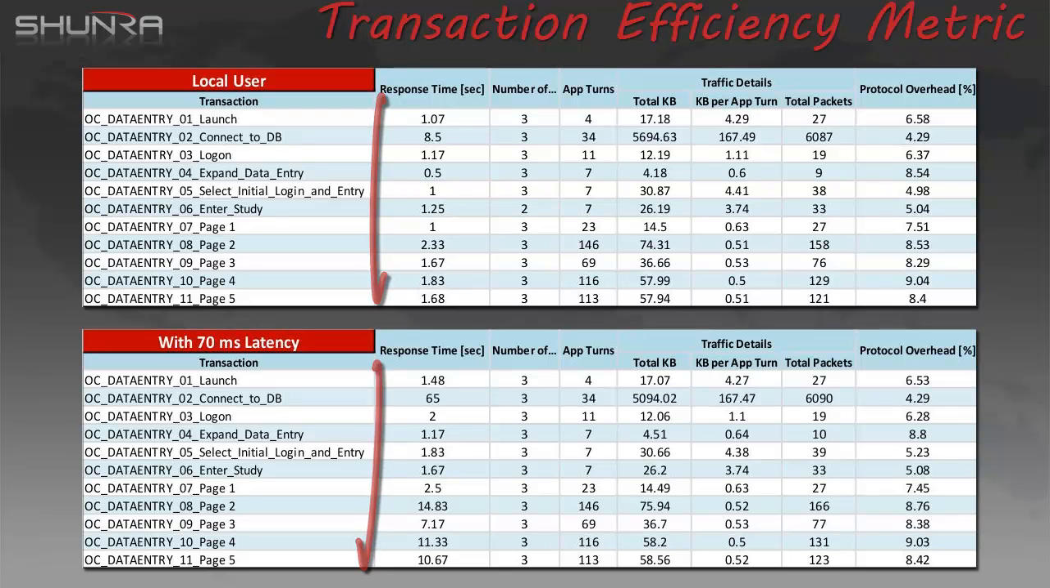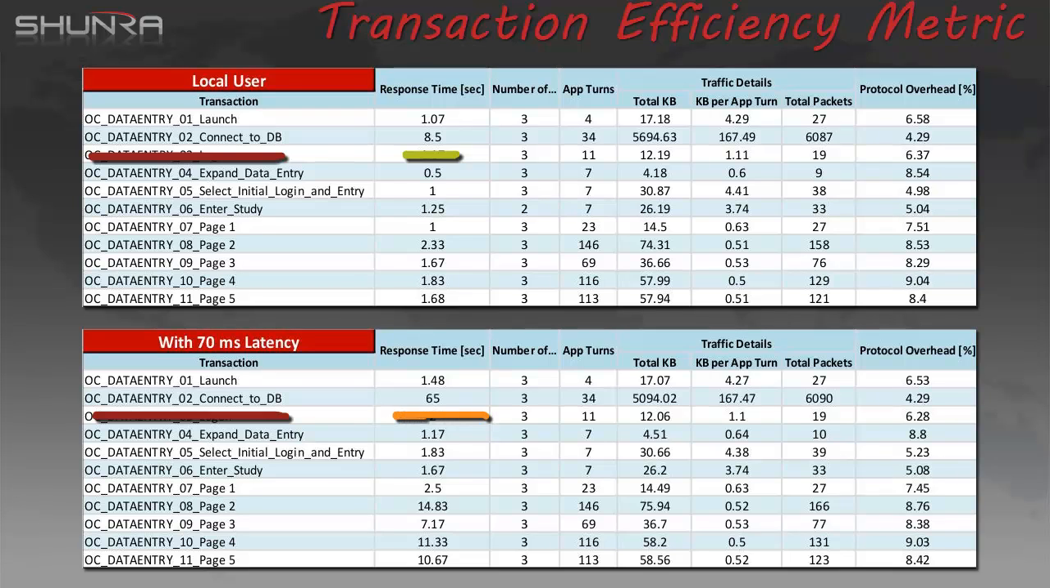Now we'll notice, obviously, they're probably not going to be the same transaction response time. So let's look at a couple of transactions in particular that we're going to highlight that seem to be troublesome here. The first transaction I'm going to discuss is the OC_data_entry_O2 connect to database. Notice our local user will actually complete that transaction in 8.5 seconds. However, that remote user, going over 70 milliseconds worth of latency, will take 65 seconds to complete that same transaction.